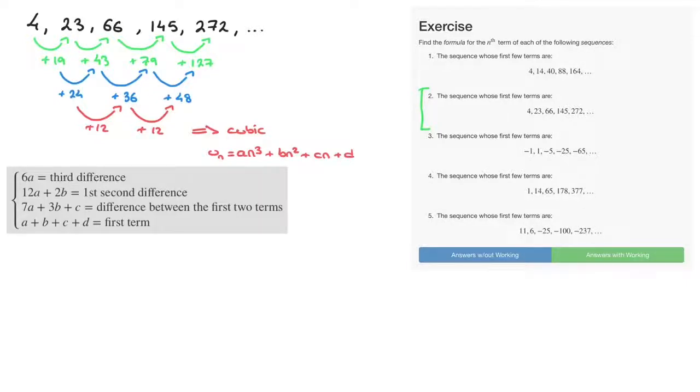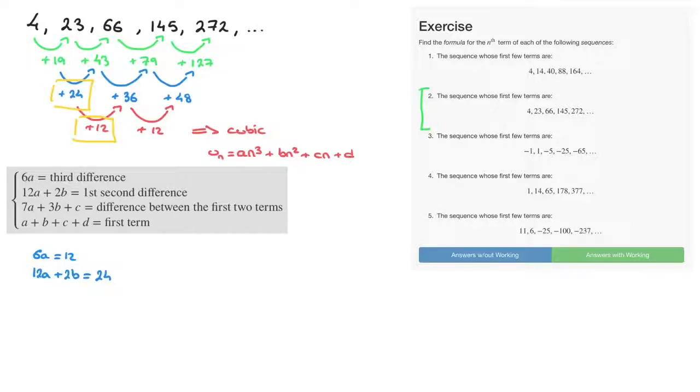There we go. So the first equation, we have 6a equals the third difference. In this case, the third difference is this number here, that's 12. So this first equation turns into 6a equals 12. We move on to the second equation. 12a plus 2b equals the first second difference, which is in this blue row here. So our second equation would be 12a plus 2b equals 24. And I'll just box the 24 there as well.